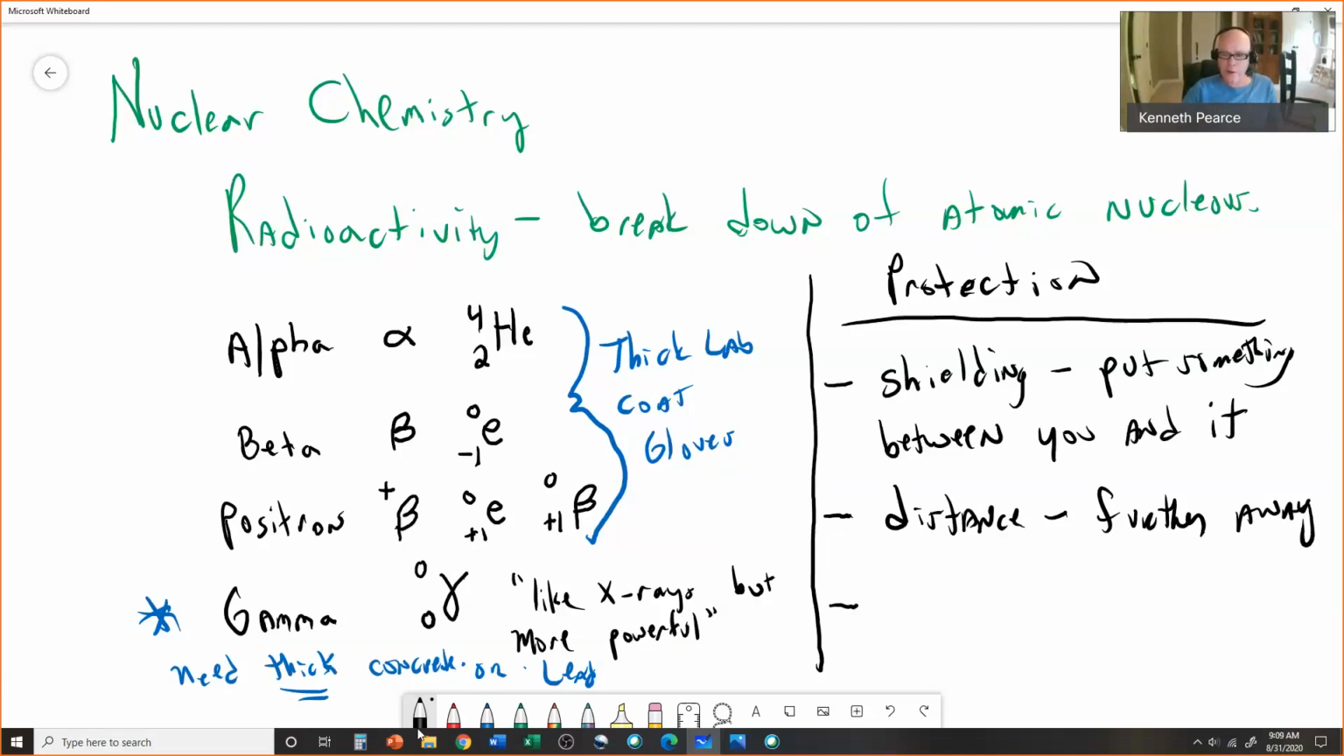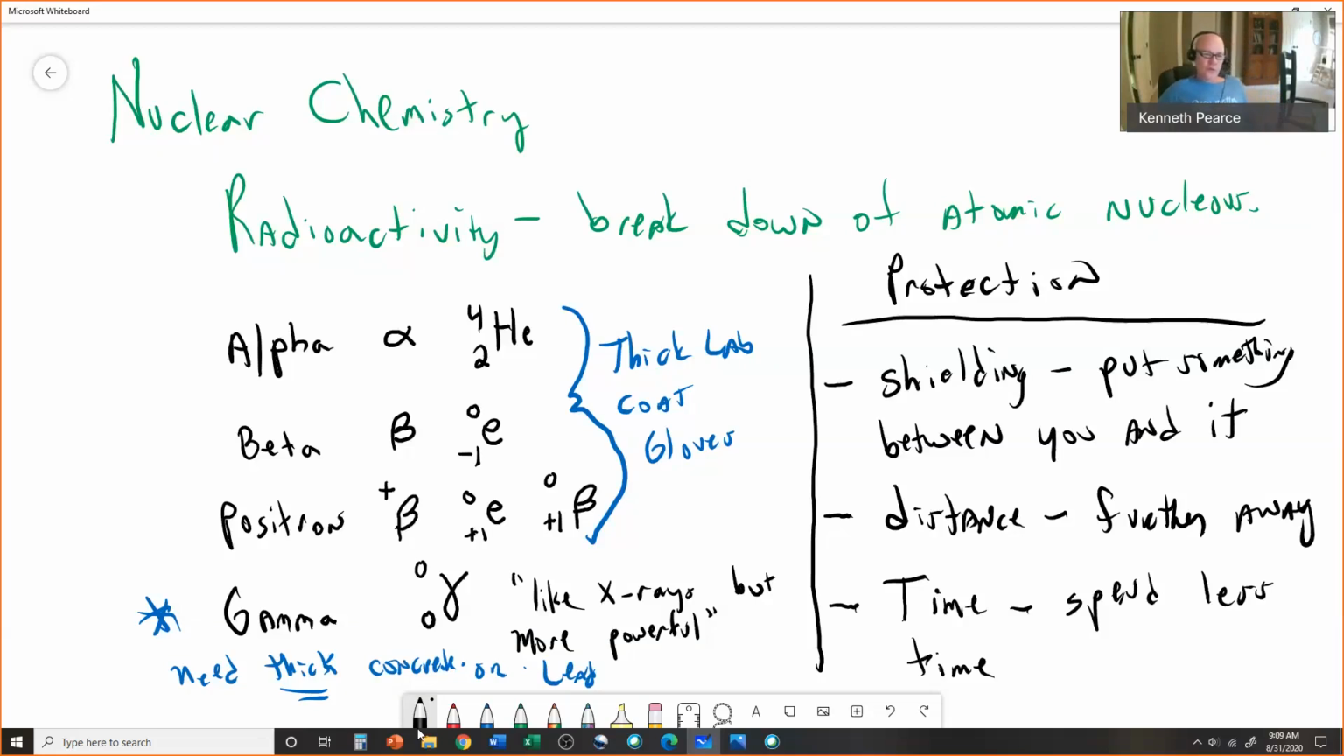And the final way of protecting yourself from radiation or radioactivity is time. Spend less time. The less time you're exposed, the less radiation you have. So if you're working around radioactive materials, one of the things you have to do is wear a device to tell how much you've been exposed. And the more you're around radioactive material, the more exposure you're going to have.